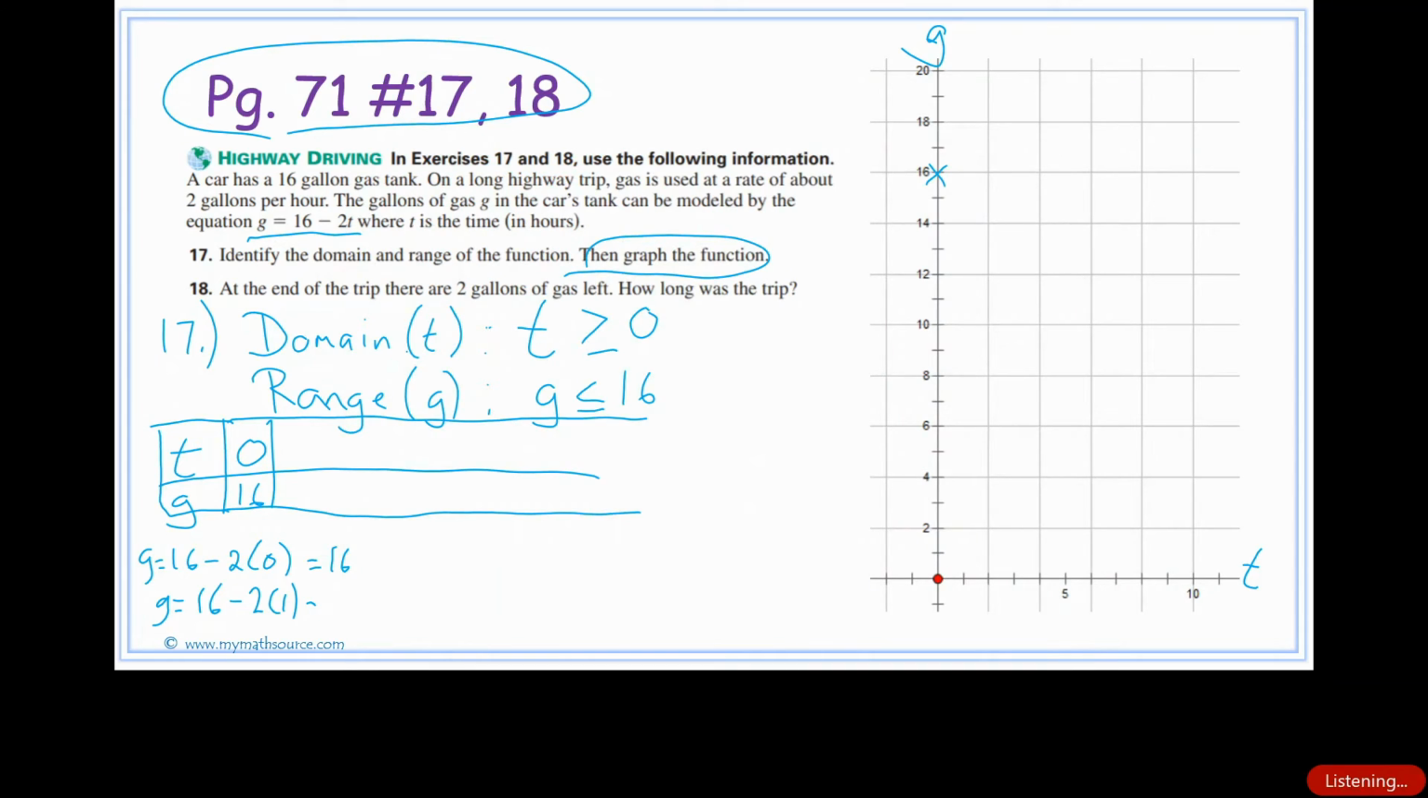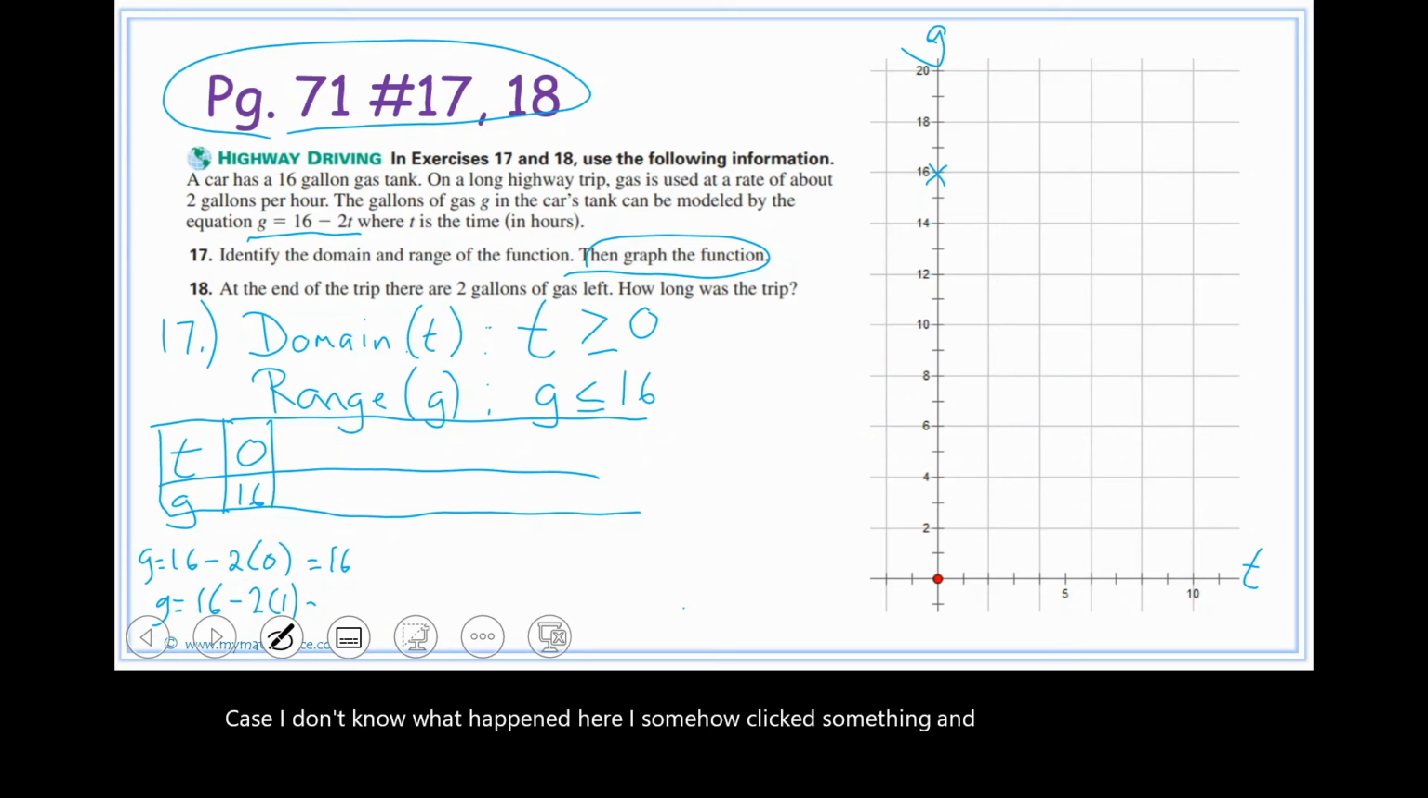Okay, so I don't know what happened here. I somehow clicked something. And so I'm going to have to edit this or something. Let me go back into computer mode.